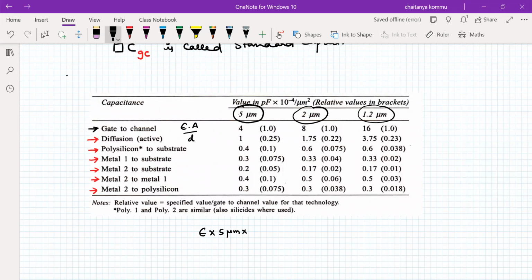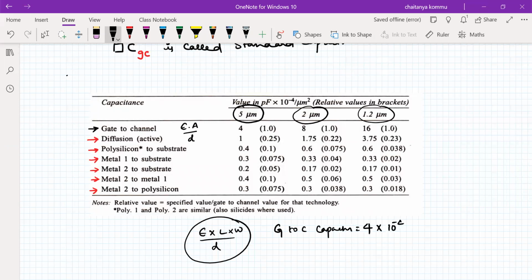It's not unit area. It's not a square, something like this. It will be something else. For that value, the area is length times width. It is not necessarily a square. Divided by the thickness of the oxide for this particular technology, which is hidden information. Based on these four parameters, they have calculated that the gate to channel capacitance is 4 × 10⁻⁴ femtofarads per micrometer square. They calculate this here. Is it clear?